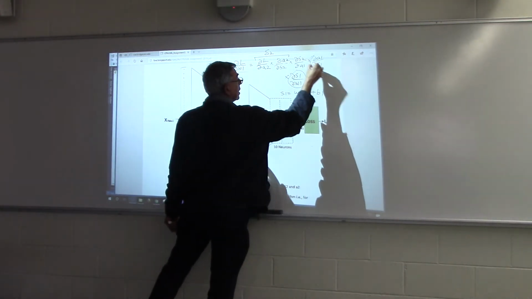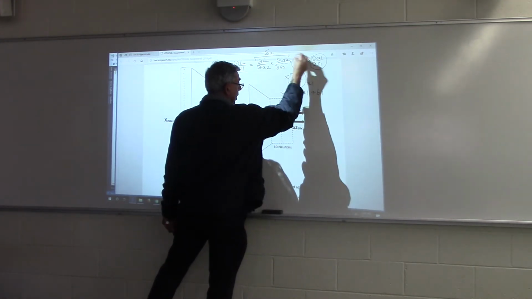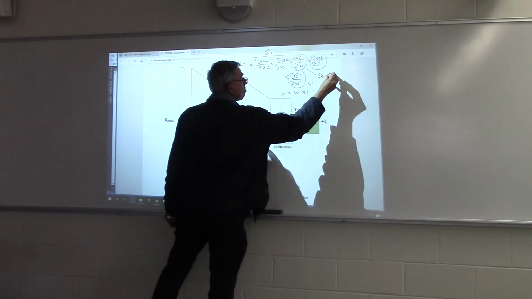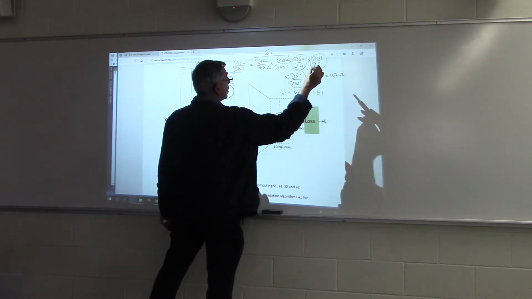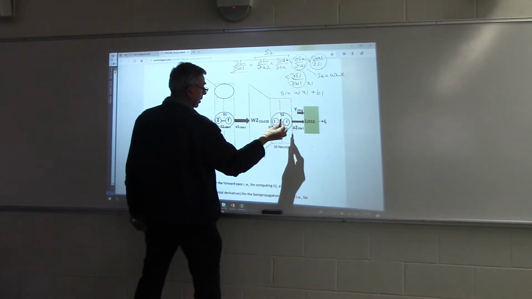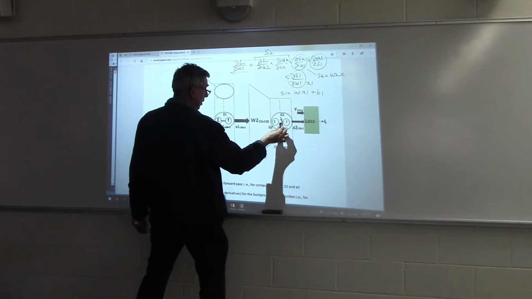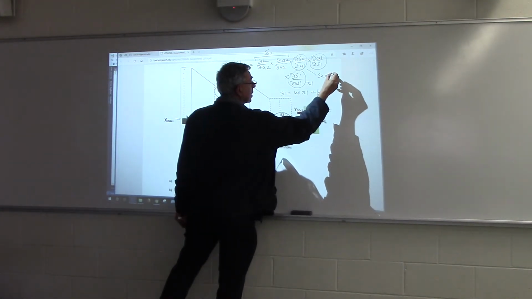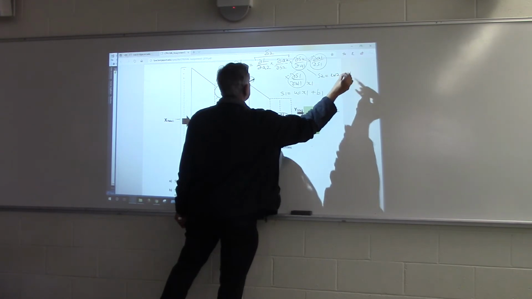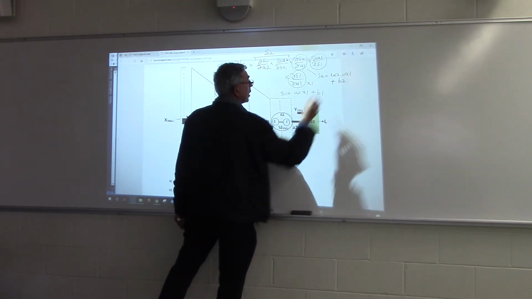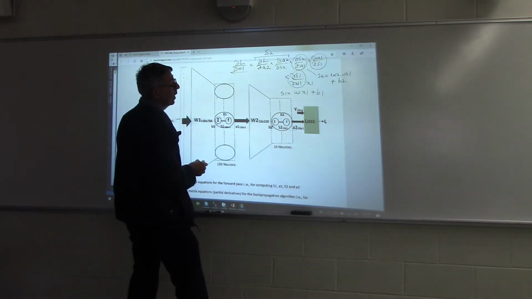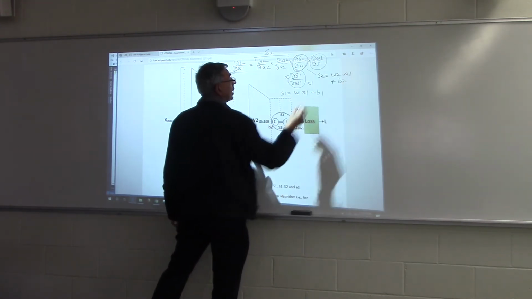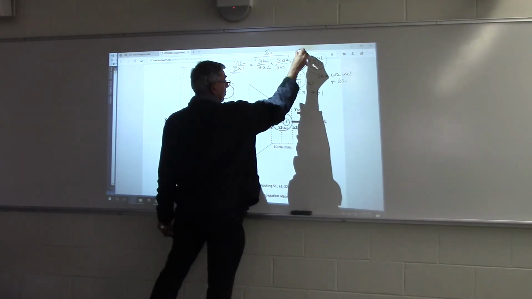let's take a look at this part over here. What's the definition of S2? S2 is W2 times A1 plus B2, right? So S2 with respect to A1. If we did partial with respect to A1, what will happen? So now focus on this part. Only W2 will be left. So this is really W2.